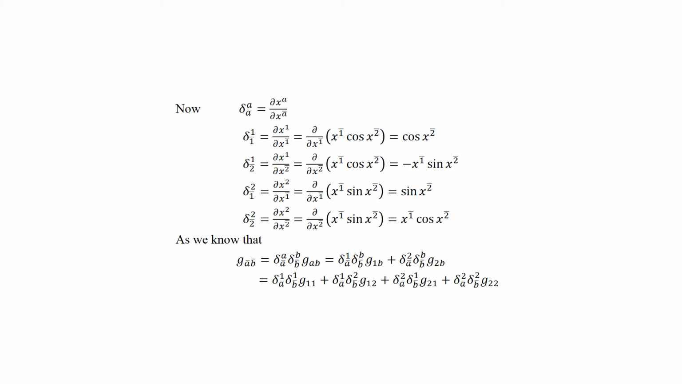Now we have two terms, with g1b and g2b. For the variation of b, in the first term I change b as 1 and 2, so I obtain two terms from the first term, and from the second term again two terms: delta 2 a bar delta 2 b bar g21 plus delta 2 a bar delta 2 b bar g22.